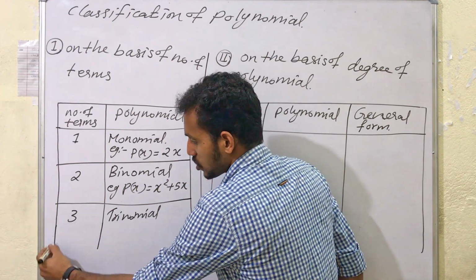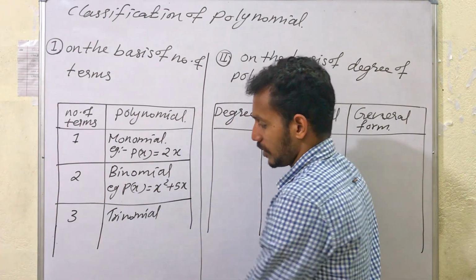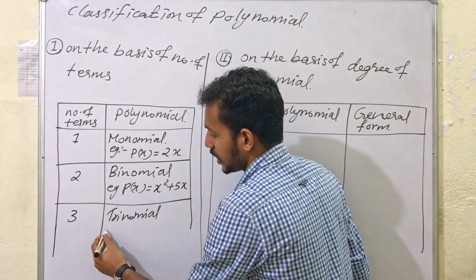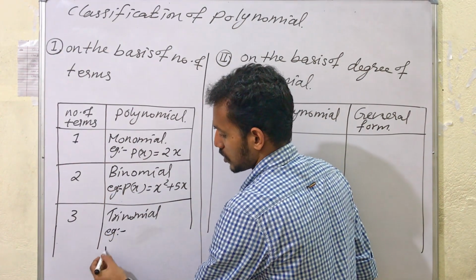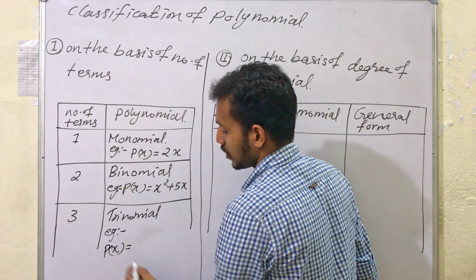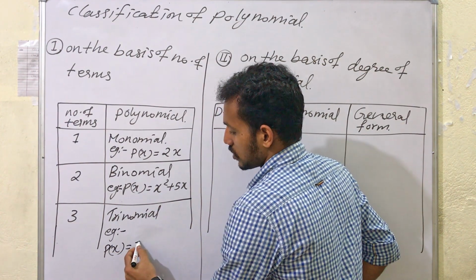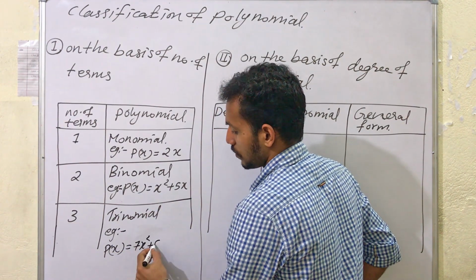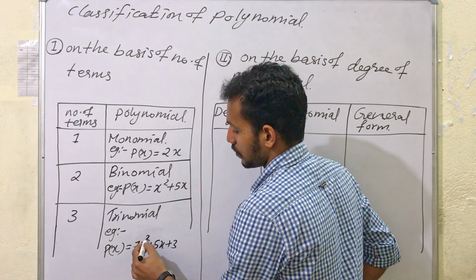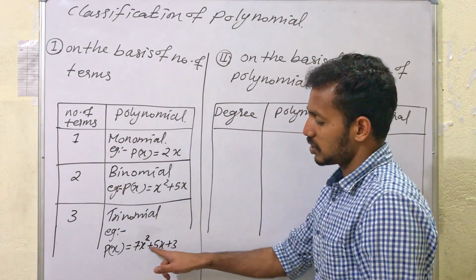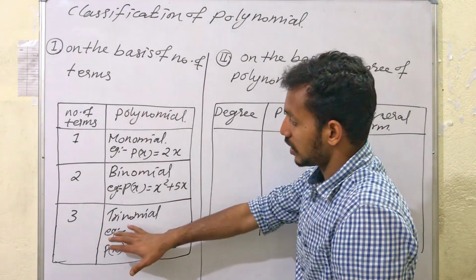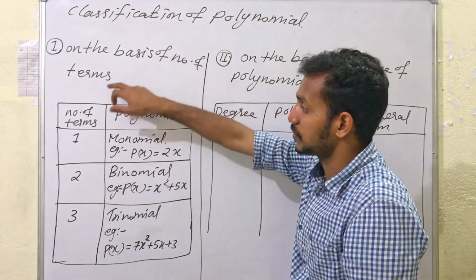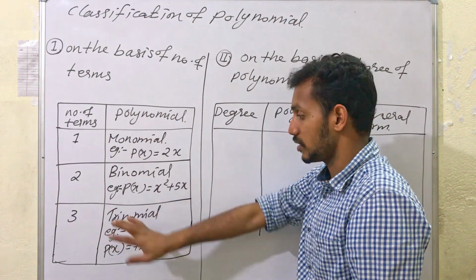So tri means 3, which consists of 3 terms. We can write an example, that is p of x is equal to 7x square plus 5x plus 3. So this polynomial consists of 3 terms, therefore it is called a trinomial. This is the classification on the basis of number of terms present in the polynomial.